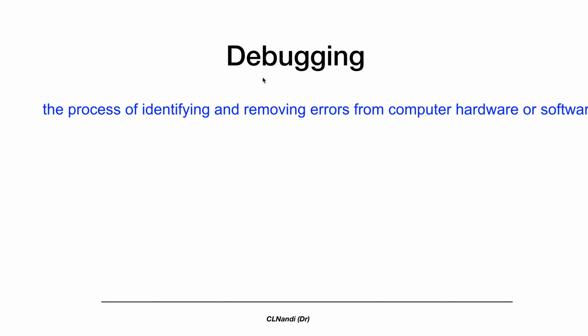So associated with testing is the concept of debugging, which is the process of identifying and removing errors from computer hardware or software. And in this case, we're dealing with computer software, computer programs. So we could say the process of identifying and removing errors from computer software.